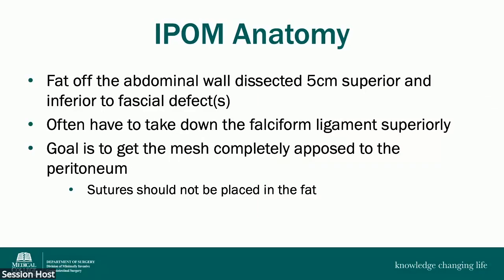So the primary tenets are that the fat off the abdominal wall must be dissected. Again, the traditional 5 centimeters superior and inferior to the fascial defects, as was traditionally described by Dr. LeBlanc, still holds true. Often, especially for upper midline hernias, you have to take down the falciform ligament. Really, the goal of the operation is to get the mesh completely opposed to the peritoneum, and you should not be suturing it into fat, because ingrowth into the fat is not nearly as good as when it grows into the peritoneum.